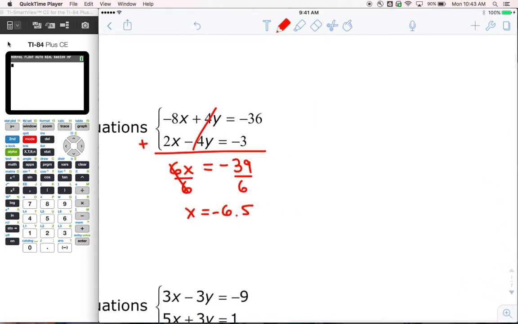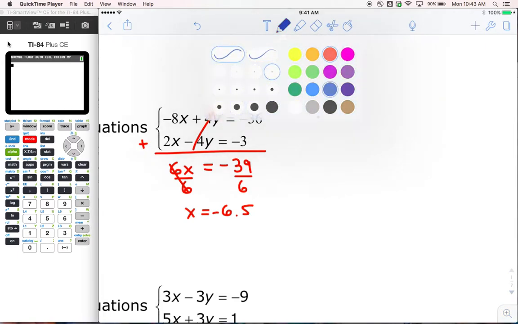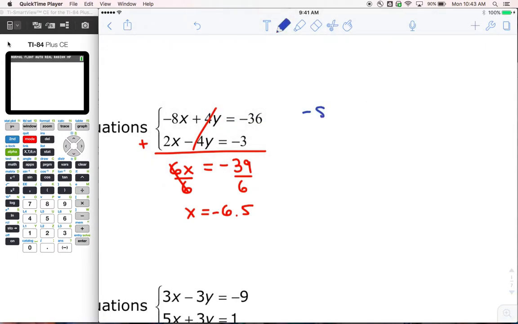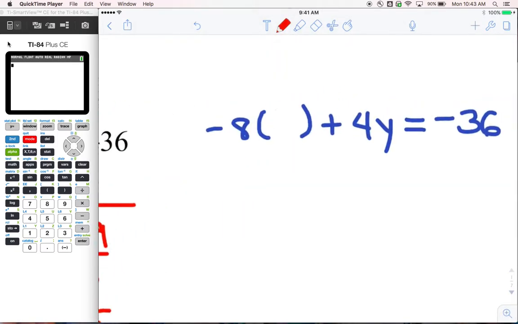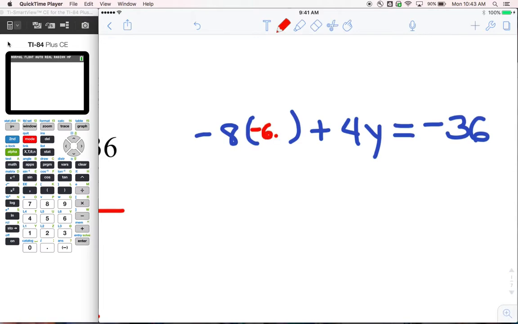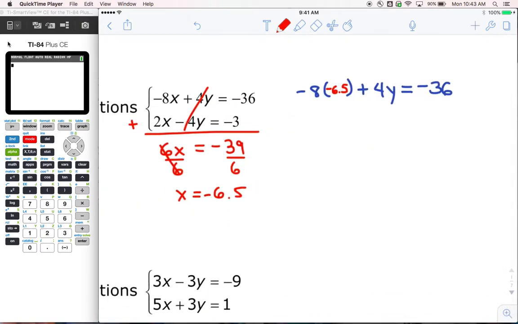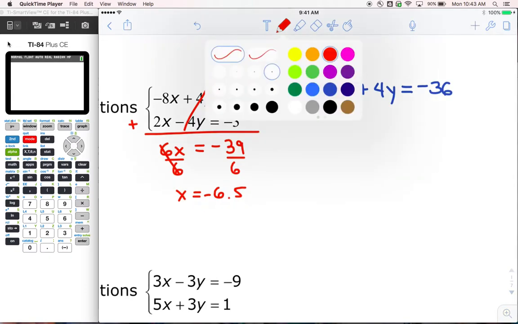And once we have x, to find y, all we have to do is quickly plug it in. So choose one of our equations. I'm just going to choose the first one. And notice that I did not write the letter x. I did not write my variable x. That's because I think x is negative 6.5. So in the parentheses, I'm going to use negative 6.5, right? I'm using my answer from over here. And now we just go ahead and we solve this thing and we clean it up.